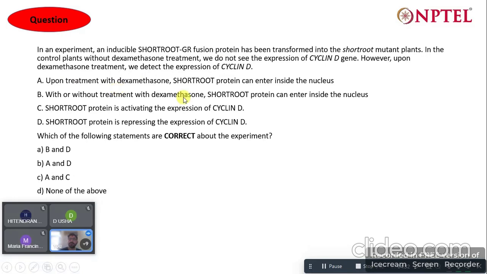So the options are: A, upon treatment with dexamethasone, short root protein can enter inside the nucleus. Option B, with or without treatment with dexamethasone, short root protein can enter inside the nucleus. Option C, short root protein is activating the expression of cyclin D. And option D, short root protein is repressing the expression of cyclin D. So yes, the answer is A and C.